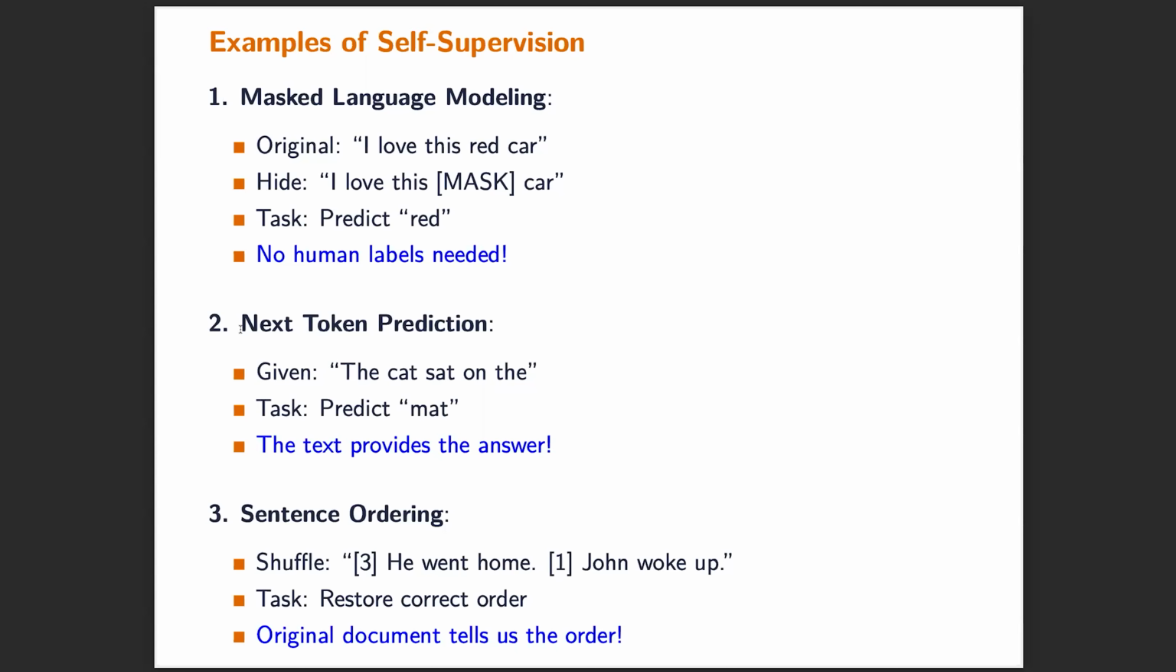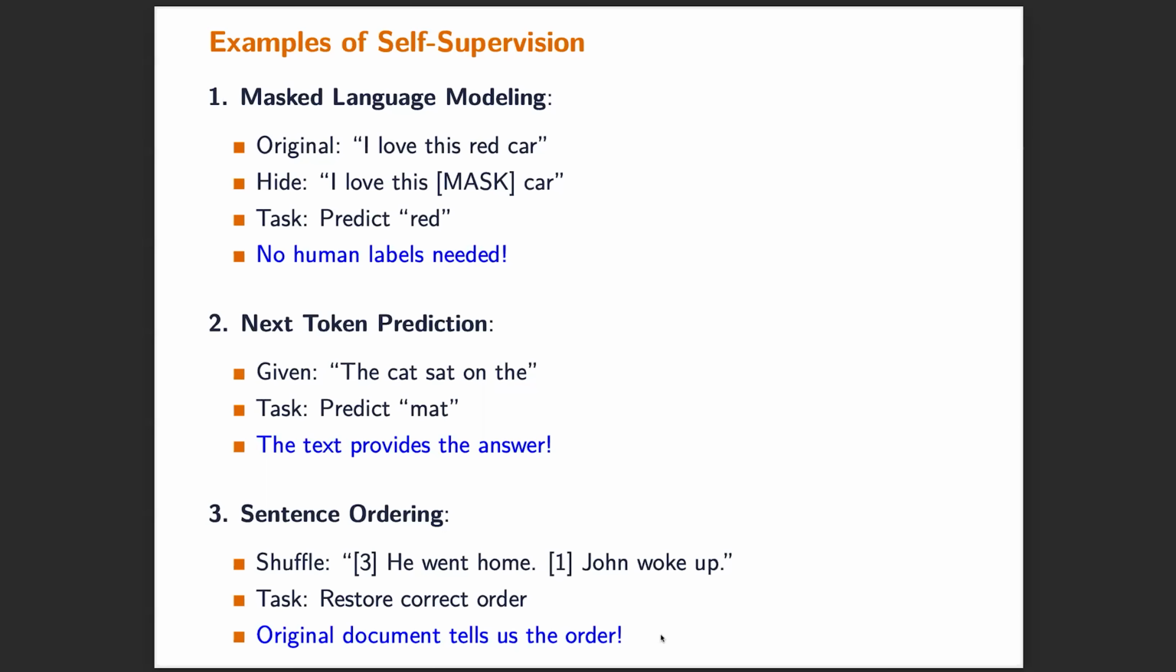Another way of making up labels is to do next token prediction. So we have this sentence and then we hide the last word or last token and we ask the model to predict that. This is known as an autoregressive task. You can think of other made-up supervisory signals, like shuffling sentences and asking to restore them, where again, we have the original document that tells us the order.